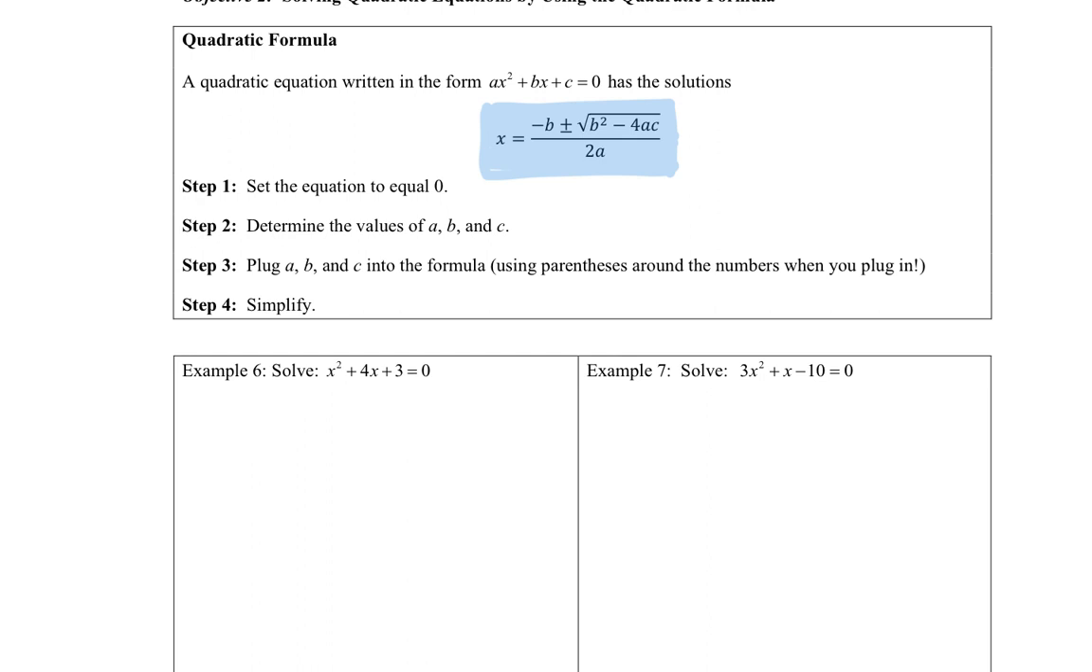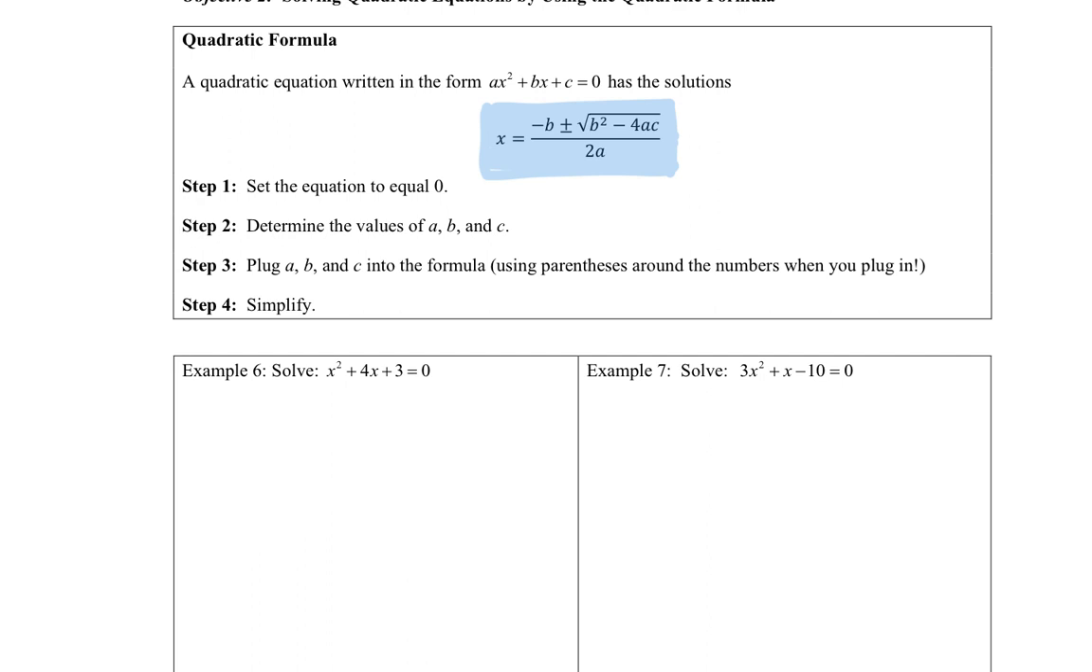And the nice thing about the quadratic equation is, if you write your quadratic in this form, general form, ax squared plus bx plus c equals 0, then you can solve any quadratic equation at all by plugging in a, b, and c to the quadratic equation and simplifying it. So the steps are, first, set your equation equal to 0, determine the values of a, b, and c, plug them into the formula using parentheses around your numbers, and then simplify. And I'm going to sing a little song for you.